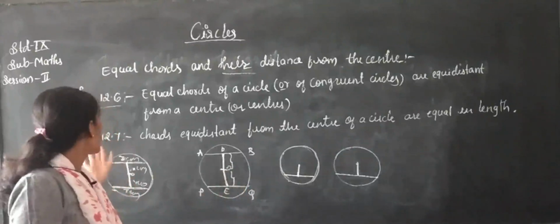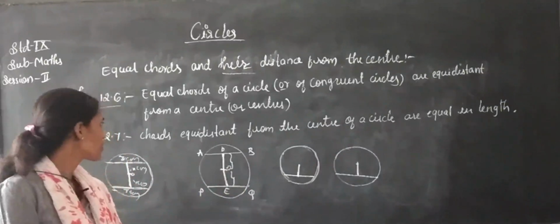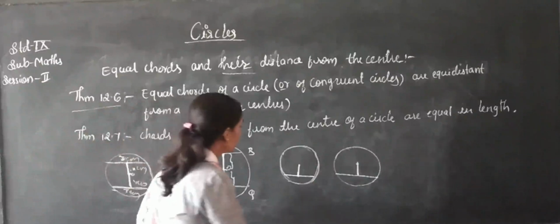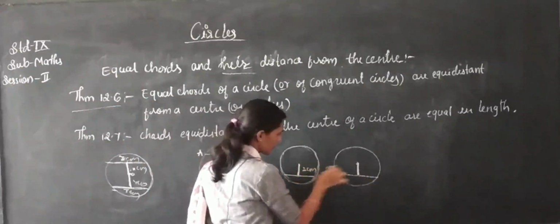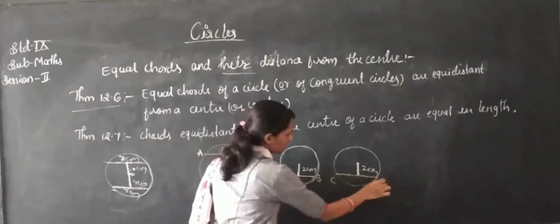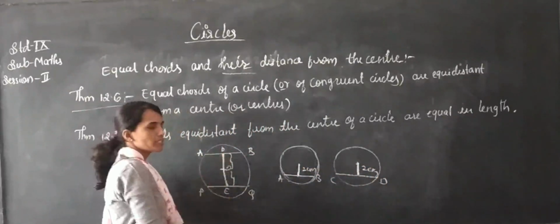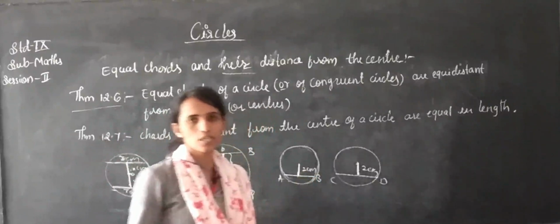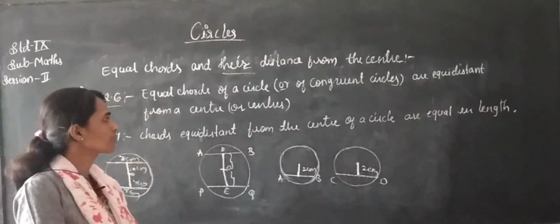Like that, 12.7 is the converse of 12, the total opposite of that one. So that is 12.7: chords equidistant from the center. If the distance from the center to the chord is equal, so here if it is 2 cm and it is 2 cm, automatically both chords AB and CD will become equal here. So if chords are equal, the distance from the center is equal, and if the distance from the center to the chord is equal, then the chords are automatically equal. So that is chords equidistant from the center.